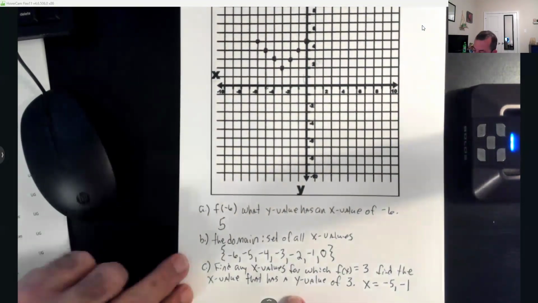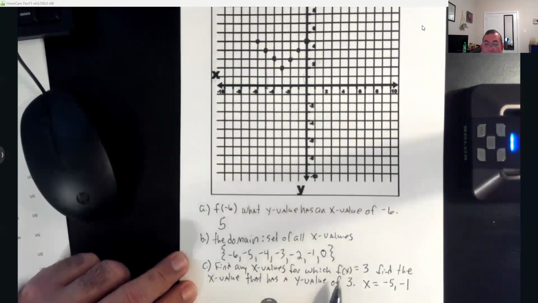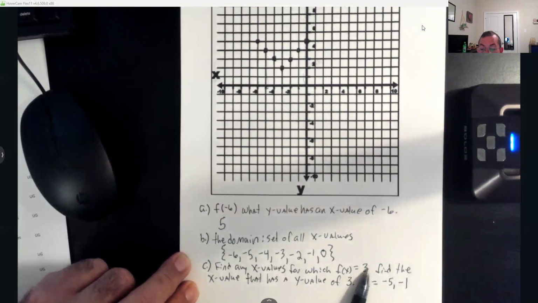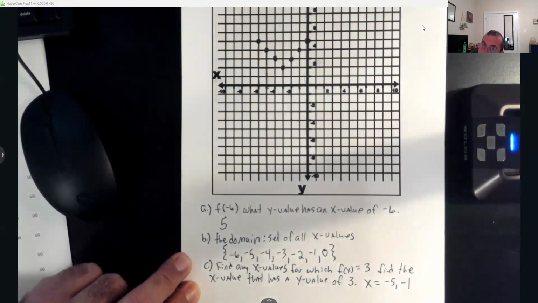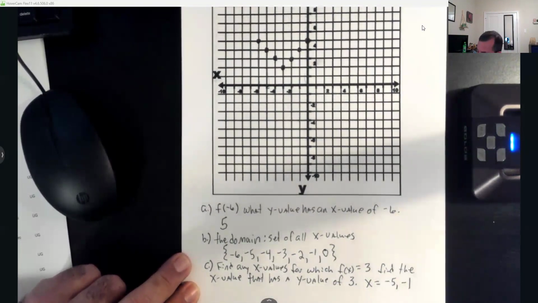Okay, so that's the difference in this one. This one, they're giving me the x value. I found the y value. This one, they're basically giving us the y value, and we're finding the x's. So since 2 points were on that horizontal line at y value of 3, you have to put them both, okay?